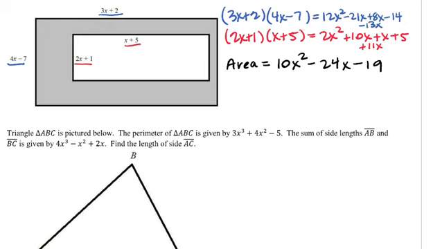So then, to find the area, I subtract. 12 minus 2 is 10. Negative 13 minus 11 more is negative 24. And negative 14 minus 5 more is negative 19.